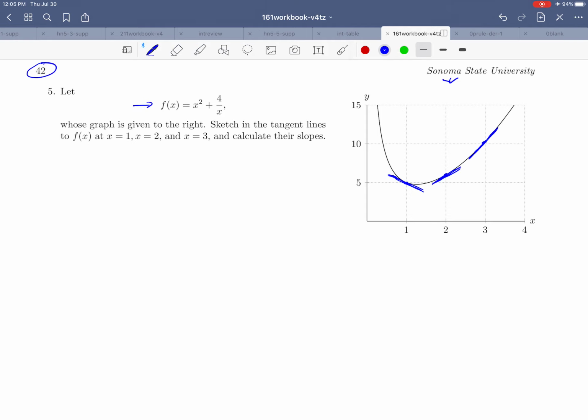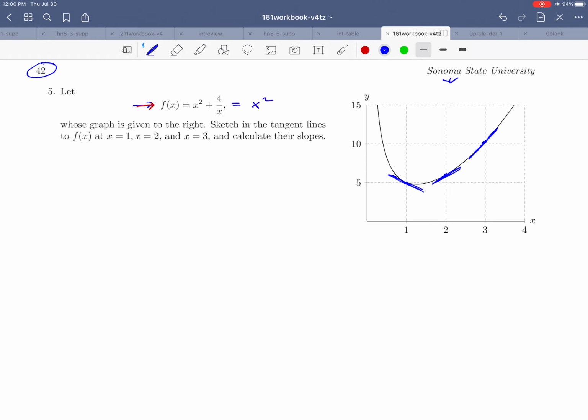Okay, how do you find the slope of a tangent line? Well, we've talked about this before. The slope of the tangent line is the derivative. So we need to calculate the derivative of the function that we were given up here. Okay, and to make it easier to do that, we might first rewrite this function.